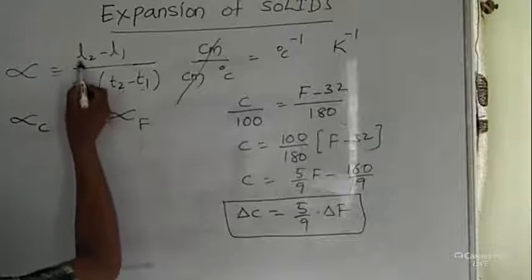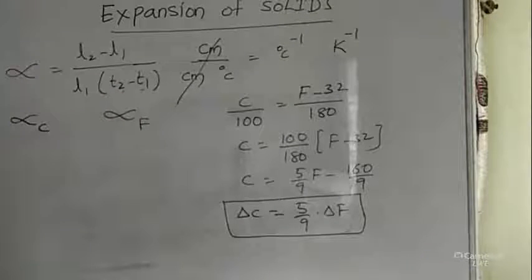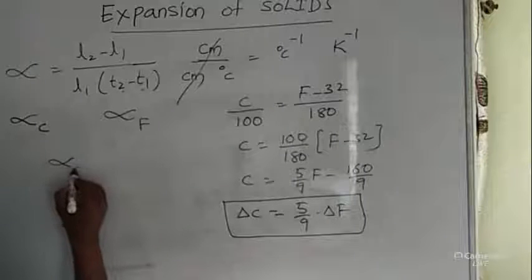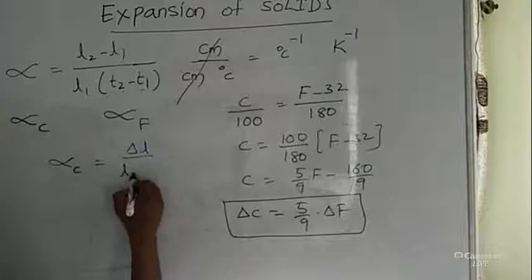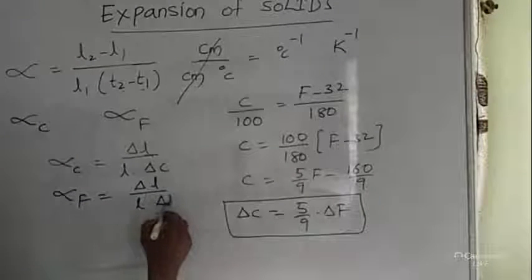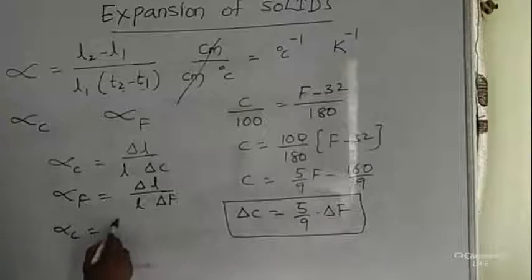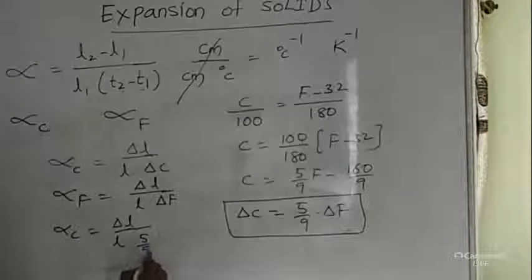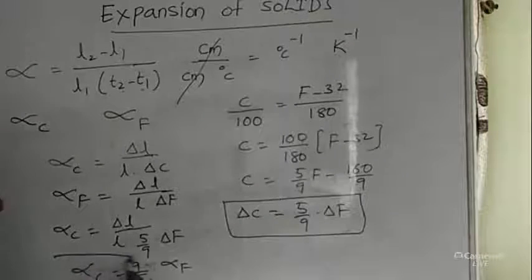For example, for same L1 and delta L, alpha depends on change in temperature. Okay, delta C equal to 5 by 9 into delta F. So alpha C equal to delta L by L into delta C, and alpha F can also be written as delta L by L into delta F. Okay, so in the place of delta C, I can write 5 by 9 delta F. So alpha C equal to 9 by 5 into alpha F. Okay, this is the relation.